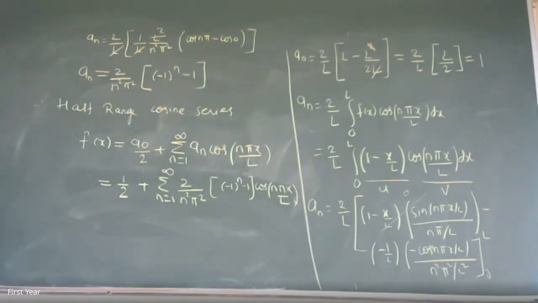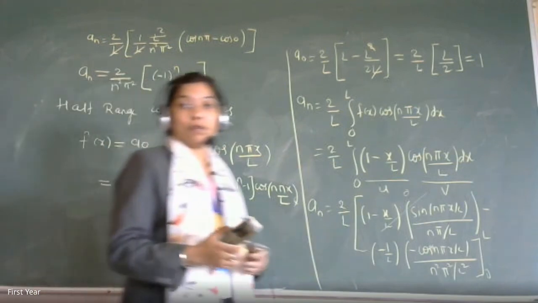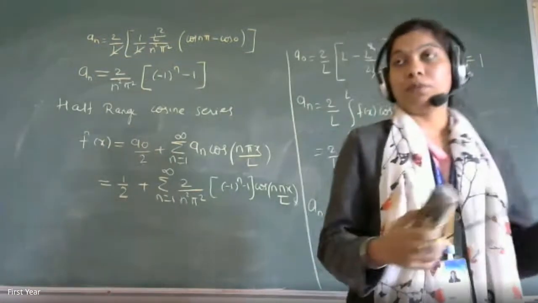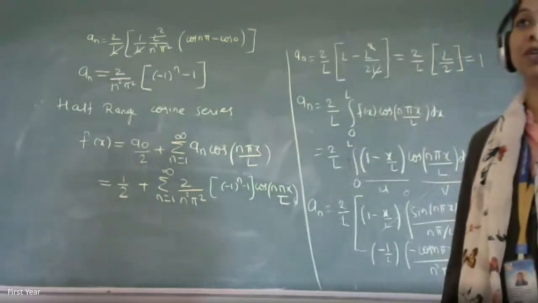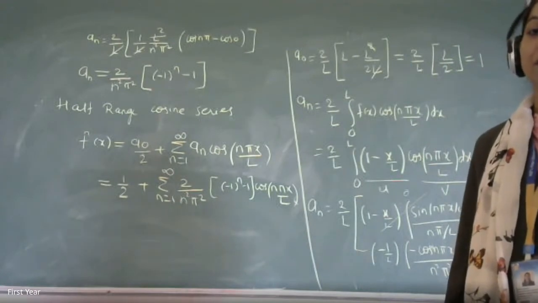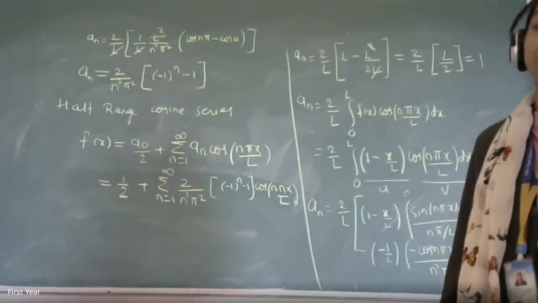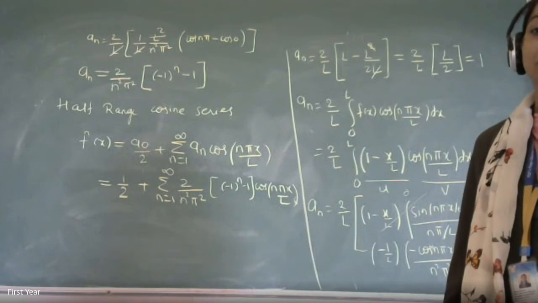Okay. So for the same function, can you try to find what is half range sine series? Sorry, half range sine series. For the same example, try to find the half range sine series. You tell me what's the answer. So that means you have to just find b n. Half range sine series means you have to find b n. Please try everyone.